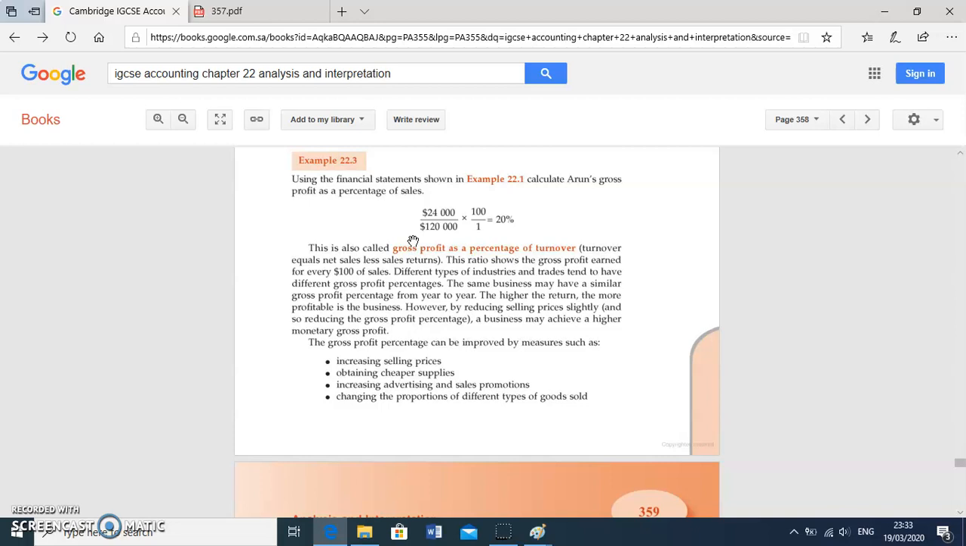Or, in order to improve your sales, meaning you want to sell more without increasing the selling price, you may increase your advertising, doing more advertising campaigns, so you will sell more. So without increasing the selling price, increasing the quantity of sold items will increase your total sales, accordingly increasing your gross profit.